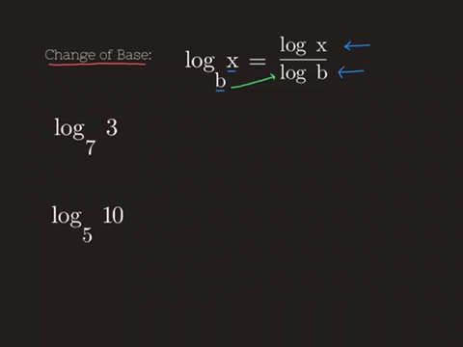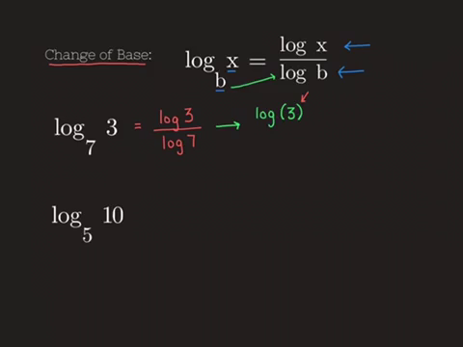So first we have log base 7 of 3. So we're going to rewrite this as the log of 3 divided by the log of 7. Now, when you go to put this in your calculator, it's very important that you pay attention to parentheses. So when you hit log, your calculator will automatically put in a parenthesis for you. So then you'll enter the 3 and you have to close this parenthesis. If you forget to do that, you will get the wrong answer.